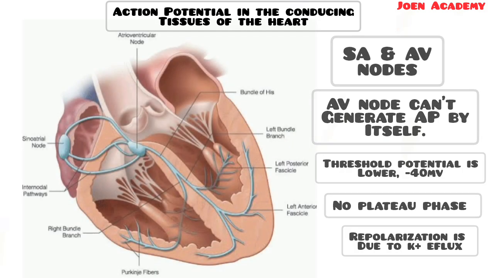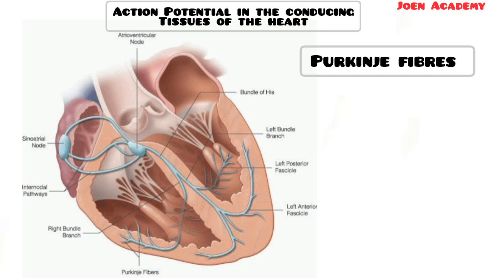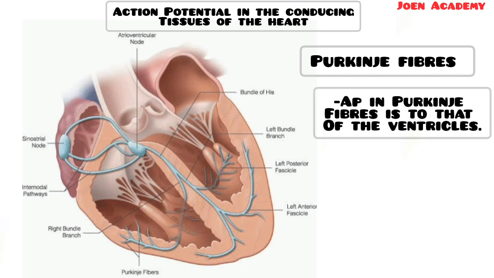Let us also look at the action potential in the Purkinje fibers. The action potential in the Purkinje fibers is similar to that of the ventricles, but is longer in duration, and this ensures that the ventricles are fully repolarized and ready for another action potential before it arrives.